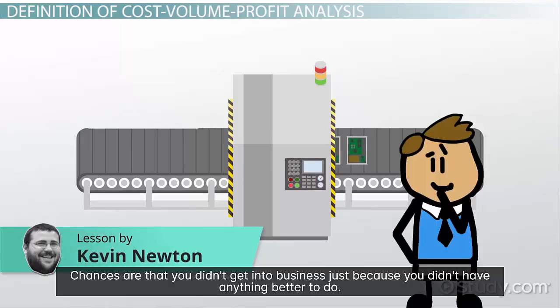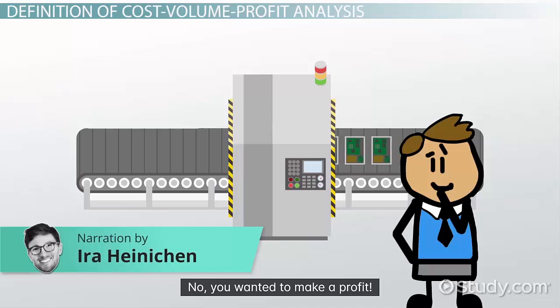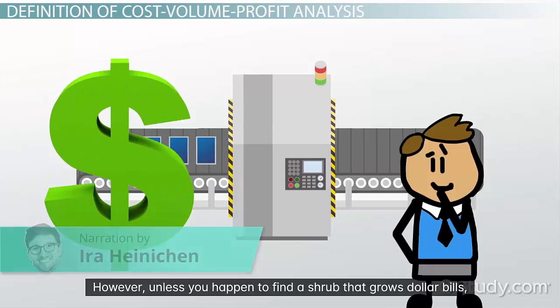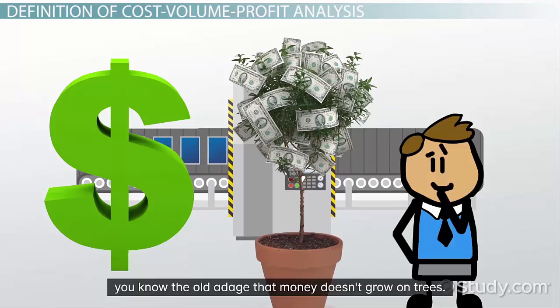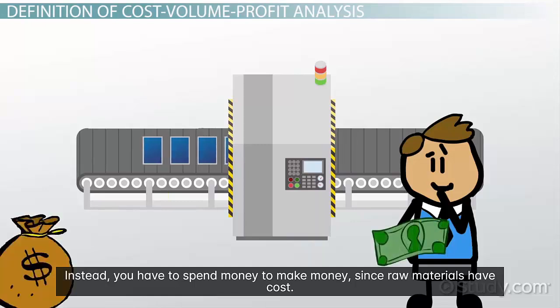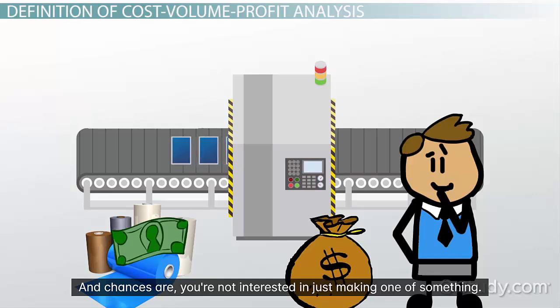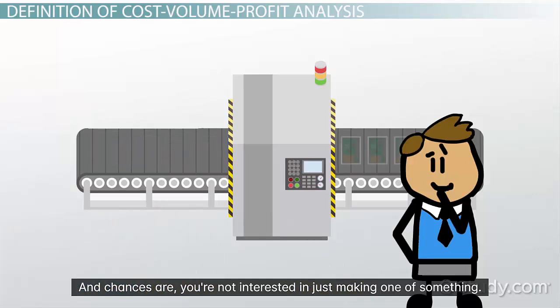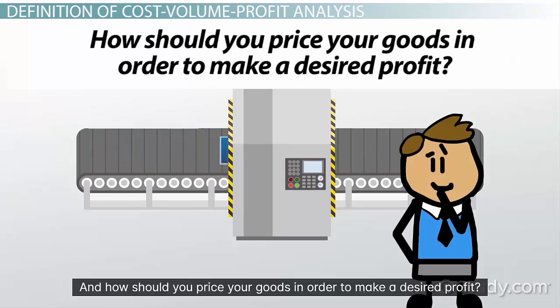Chances are that you didn't get into business just because you didn't have anything better to do. No, you wanted to make a profit. However, unless you happen to find a shrub that grows dollar bills, you know the old adage that money doesn't grow on trees. Instead, you have to spend money to make money, since raw materials have cost. And chances are, you're not interested in just making one of something. So when do you know when you've made enough of your products to make a profit? And how should you price your goods in order to make a desired profit?